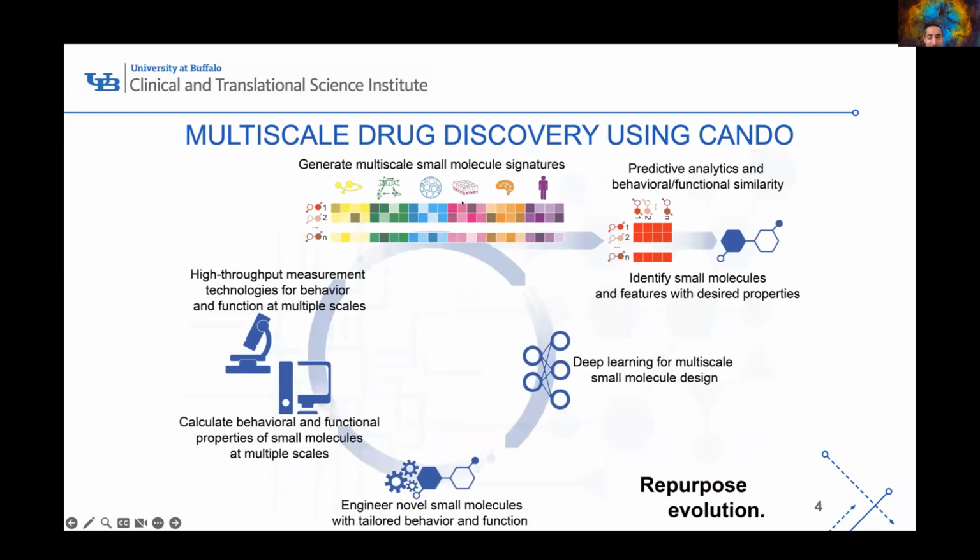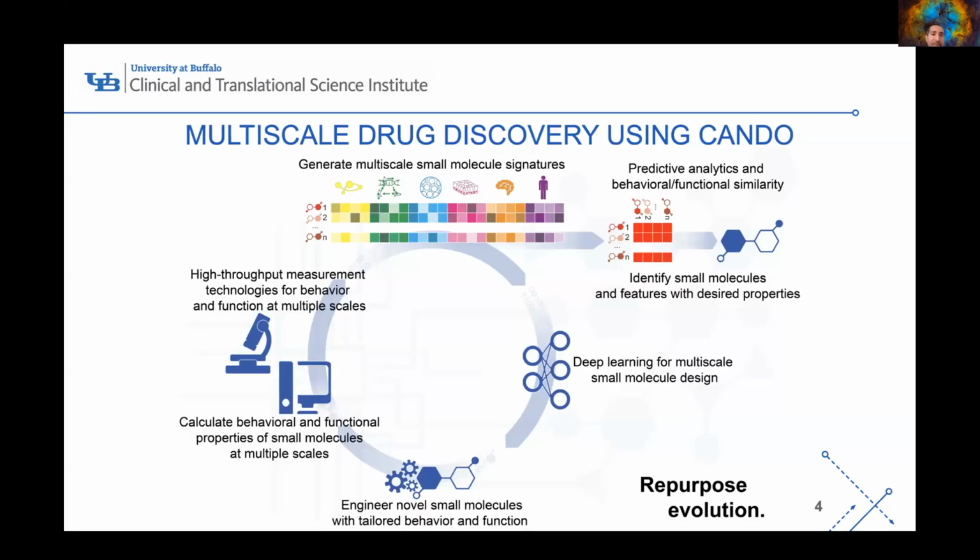And this is a more detailed view of how the drug discovery works. We start by generating these small molecule signatures. We do a variety of AI and machine learning and also some biophysics and biochemical algorithms to figure out what are the small molecules that best fit particular signatures that we desire. So if you have a particular set of interactions that we would like to have, then we can design a molecule, or we can find a molecule that will satisfy those constraints.